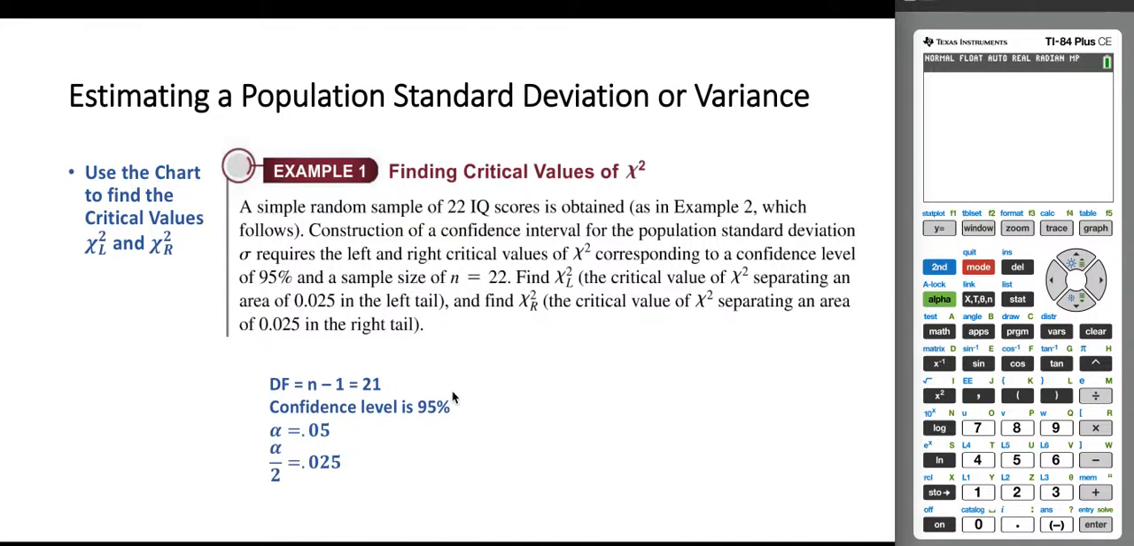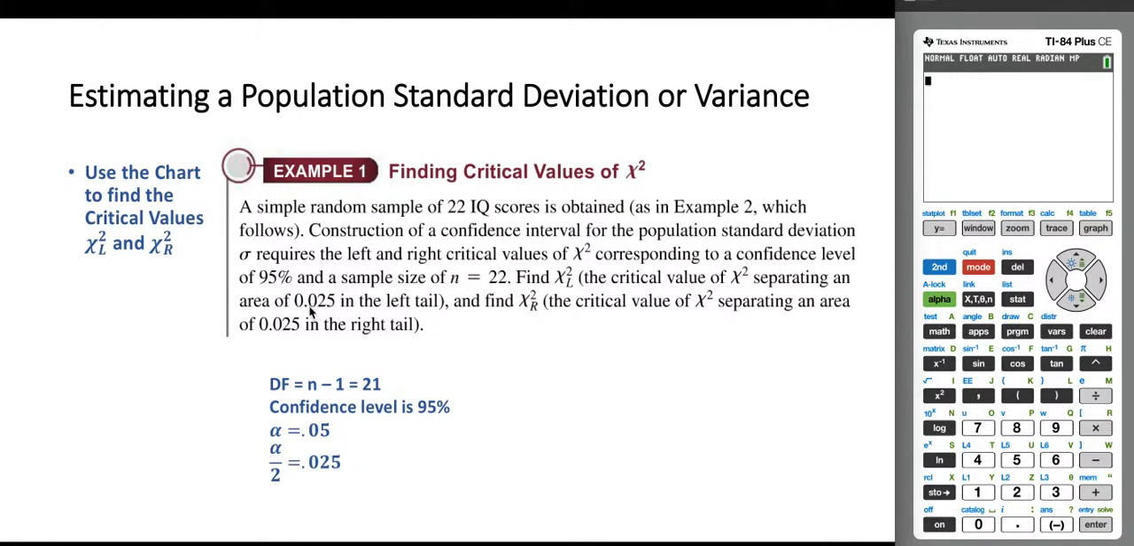So here's the key information we have here. The degrees of freedom is 21. Remember, the sample size is 22, and 22 minus 1 is 21. So the degrees of freedom is 21. You also want to note that we need a confidence level of 95%. That makes alpha 0.05. So in the two tails, the tail on the right and the tail on the left, that area is going to have a total of 0.05. And half of that is 0.025.